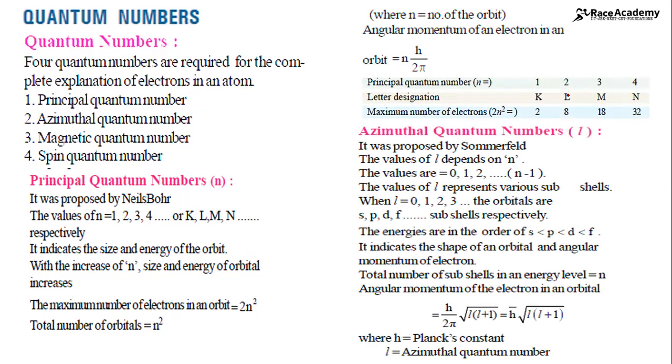The next one is the azimuthal quantum number. It was proposed by Sommerfeld, and the values of L depend on n, starting from 0 up to n minus 1. Various subshells are represented by these values 0, 1, 2, 3 as s, p, d, f, and the energy order is this. It indicates the shape of an orbital and the angular momentum of the electron. The total angular momentum of the electron orbital is h by 2 pi into the square root of L into L plus 1, or h bar square root of L into L plus 1, where h is Planck's constant and L is the azimuthal quantum number.